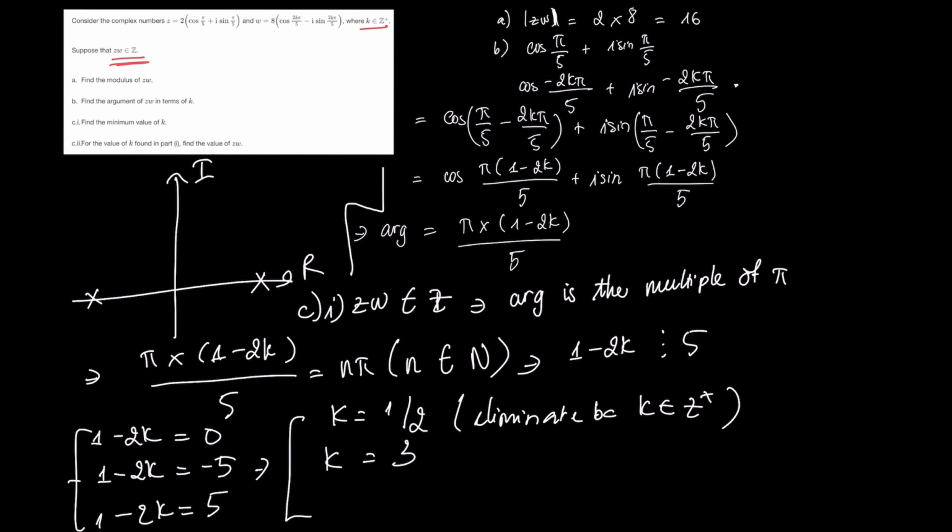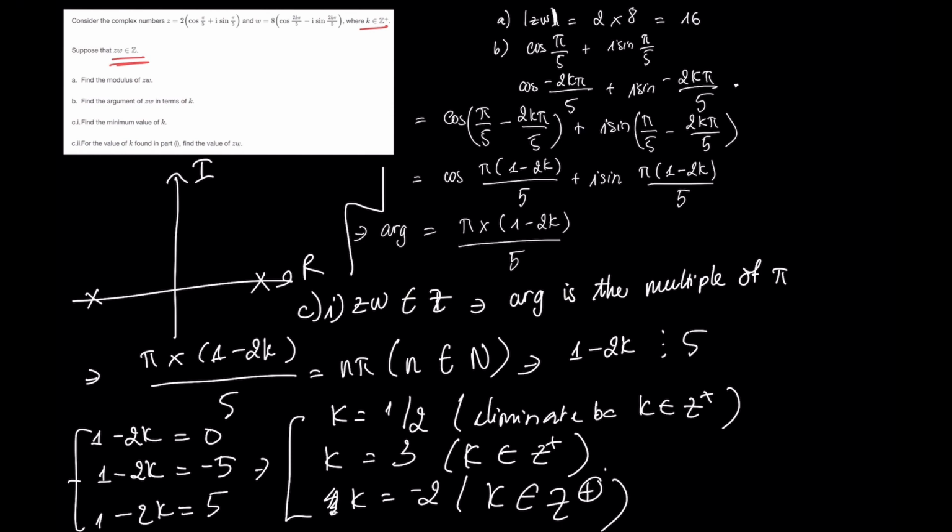And if we have 1 minus 2k is equal to minus 5, we can plug that in the calculator, and we have k is equal to 3. That satisfies the question. And we're going to test out the last one. If 1 minus 2k is equal to 5, k has to be equal to negative 2, which again we cannot use because k is positive. And so from here we can see the answer is k is equal to 3.